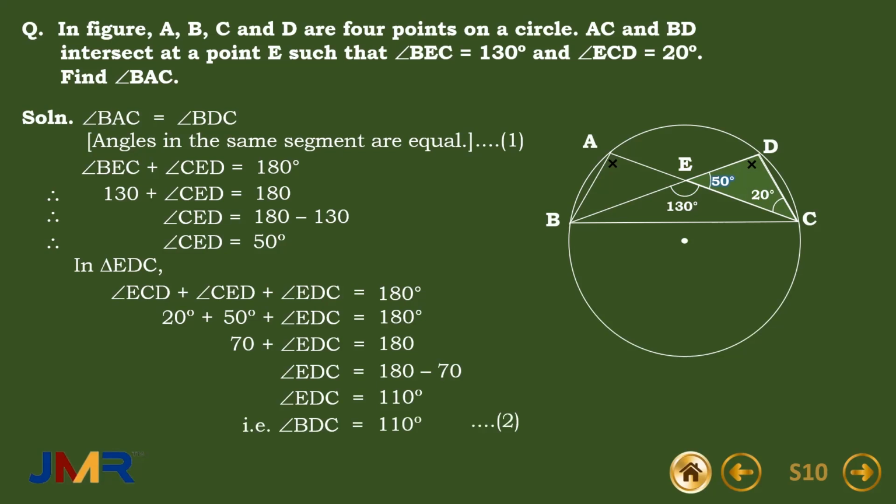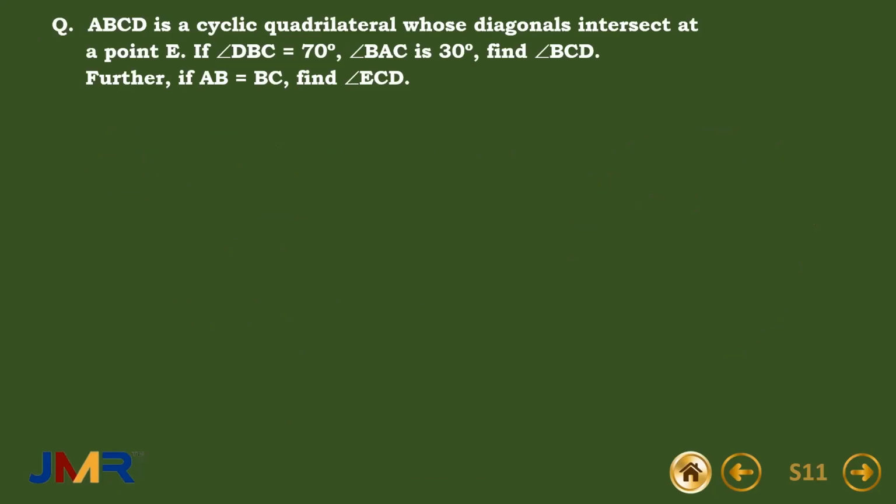As soon as you got angle BDC 110 degrees, you can claim that angle BAC is also 110 degrees. That's what we have to find. I hope you all understood this problem. Very systematic and easy, step-by-step procedure. Good. Let us go further.